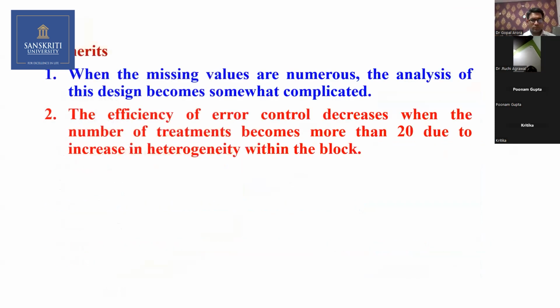These are the merits and demerits. When the missing values are numerous, meaning many missing values are there, the analysis becomes somewhat complicated, though we can do it. And the efficiency of error control decreases when the number of treatments becomes more than 20, due to increase in heterogeneity within the block.